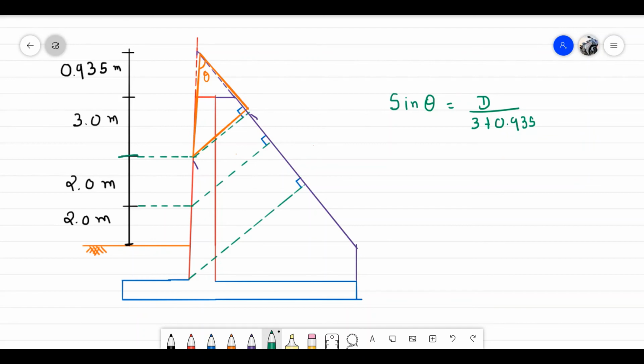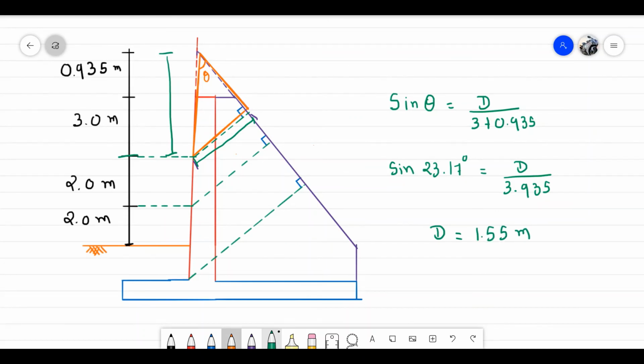Assume one triangle. We have this height, we require this distance. So by putting this equation, sine 23.17 degree is equal to capital D divided by 3.935. So while solving this equation, D is 1.55 meter. Depth is 1.55 meter.